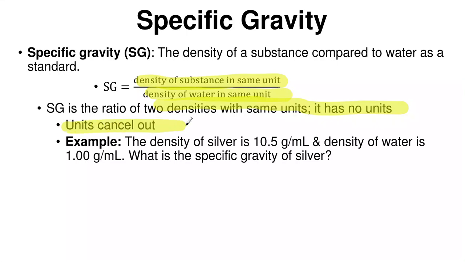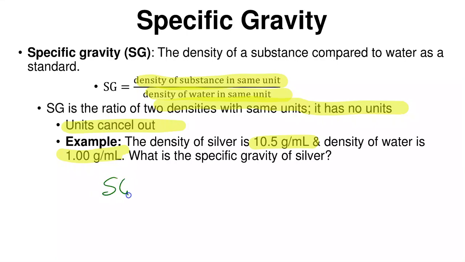When we do this in the lab, a lot of students get into the temptation of trying to give me a unit. And they say the unit is SG. SG simply means specific gravity. It just simply has no unit. Let's see an example here. The density of silver is about 10.5 grams per ml, and that of water is 1.00 grams per ml. It says, what is the specific gravity?